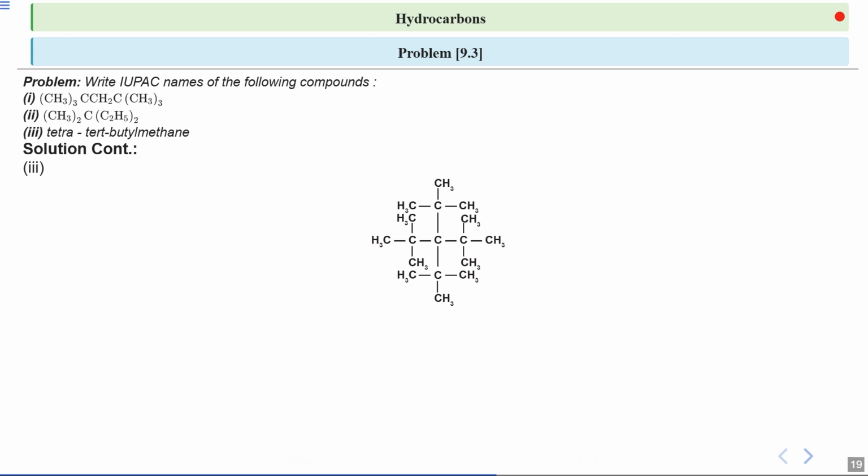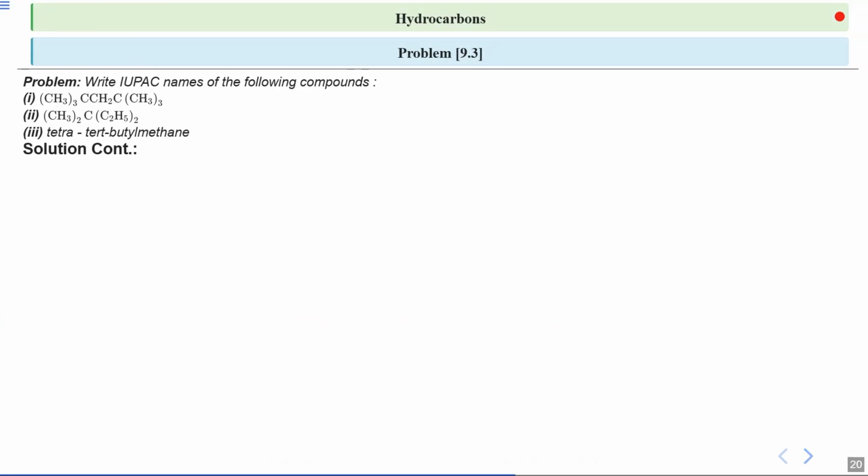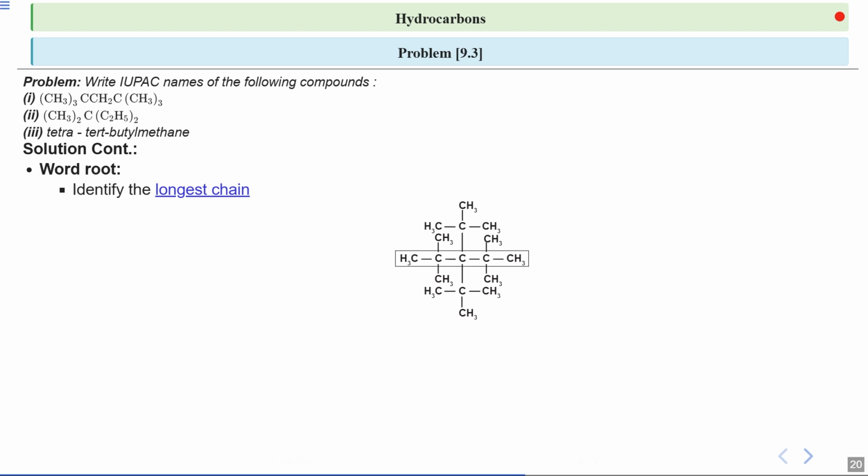Next, what can we do? We have to identify the longest chain. This will help us identify the word root. If you identify the longest carbon chain, you will get this chain as represented here in the given image. Now the chain is of length 5. Therefore, the word root will be pent, and due to the presence of no unsaturation, the ane suffix will be used. So the complete would be pentane.